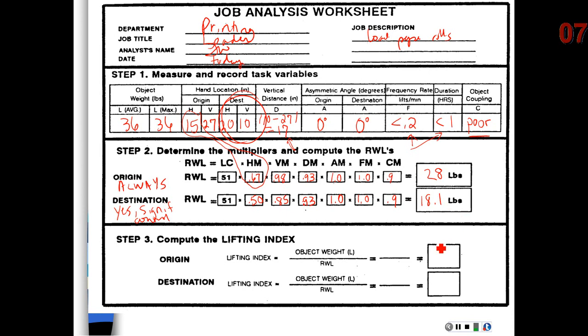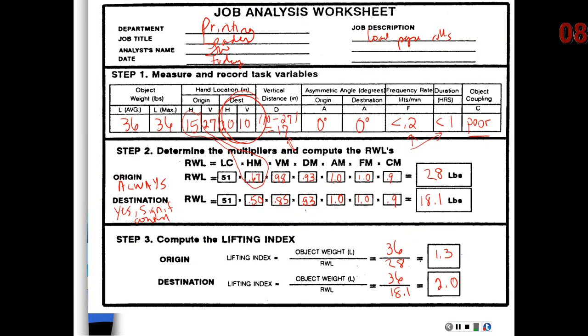From there, we've finished step 3, putting the object weight in for both locations, putting the relevant RWL at the origin is 28, plug it in your calculator, came up with a 1.3. Destination 36 divided by 18.1 is 1.99, or essentially 2.0 if you round it. And so at this point, we've completed the job analysis worksheet, and so we're left with the interpretation.